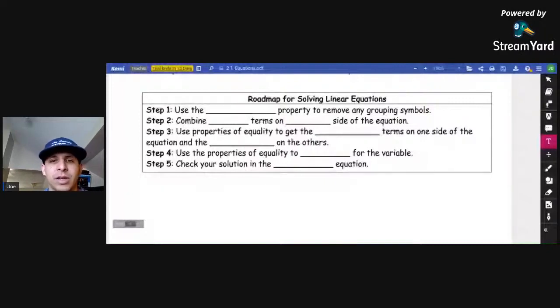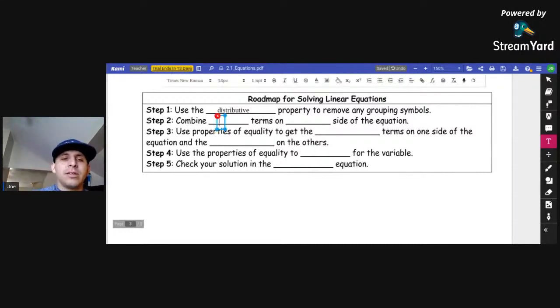is very important if you want to be successful, right? So first and foremost, in terms of our roadmap, we would want to use the distributive property to remove any grouping symbols. Grouping symbols allow us to start to combine terms and things of that nature. We don't want to start combining anything until we alleviate the grouping symbols. And then we can combine like terms on each side.